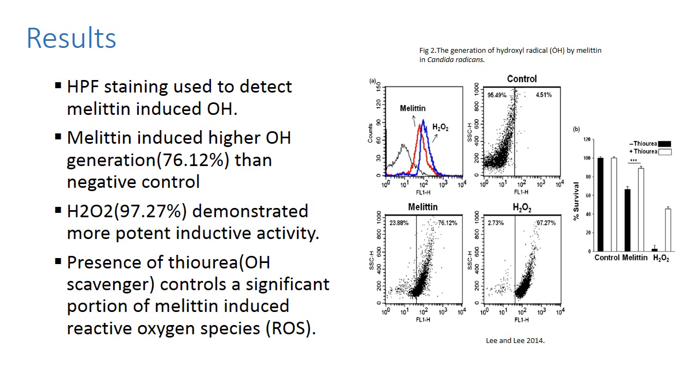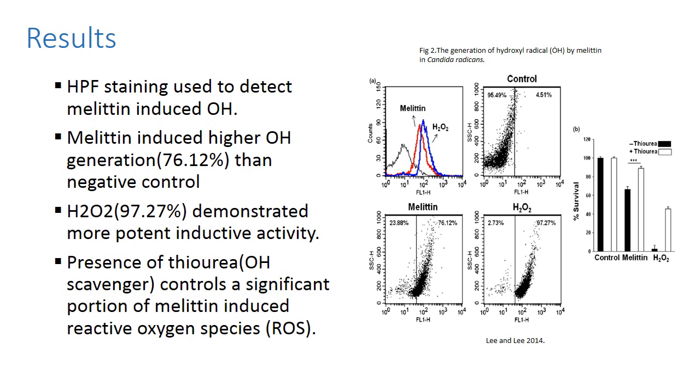So in this experiment, we used the HPF staining method to detect melittin-induced hydroxyl radicals, and what they found out from the results is that melittin induced the cells that were stained with HPF. Cells that were stained with HPF showed higher hydroxyl generation. That, according to the graph, showed 76.12%. That was more than the negative control percentage.